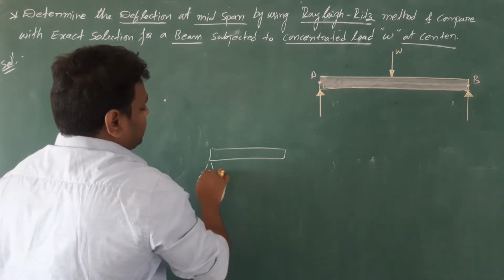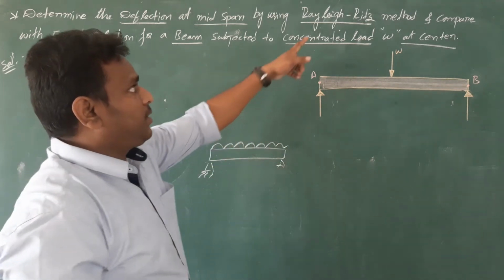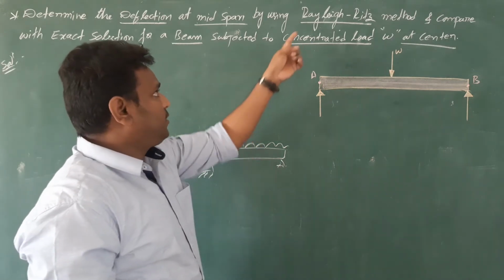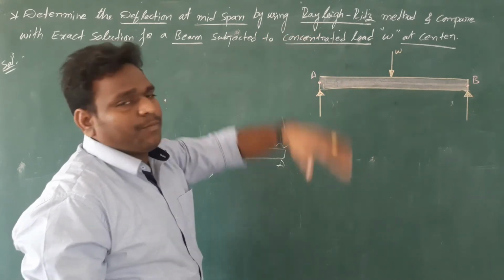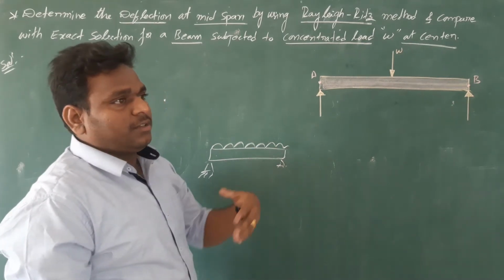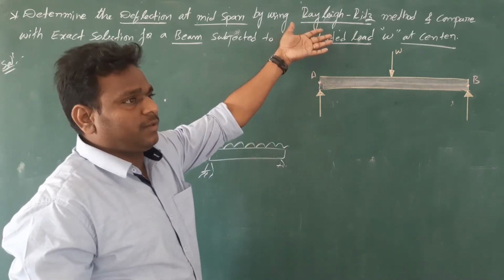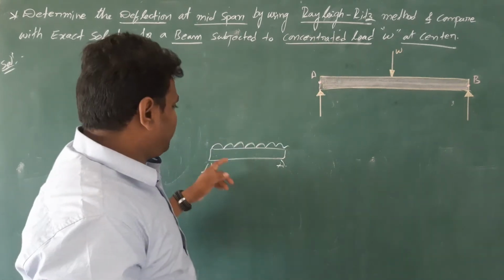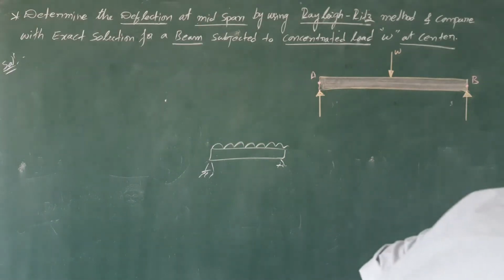I have already done similar problems, but the load is different: there it was a uniformly distributed load. I derived the maximum deflection equation by using the Rayleigh-Ritz method and compared it with the exact solution. That means in MOS, mechanics of solids, we got one equation, and here with Rayleigh-Ritz we get another equation, and we compare both.